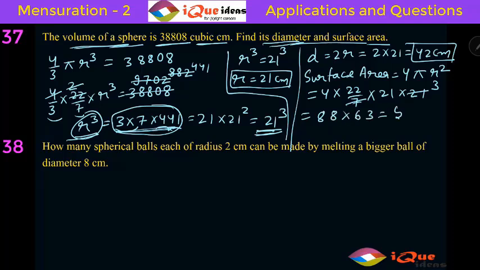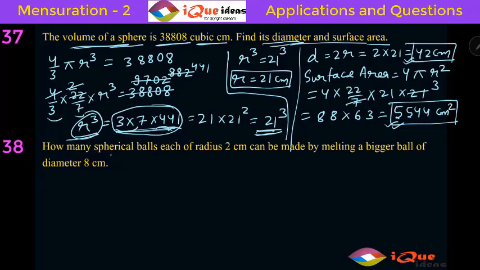Which is equal to 5544. And it is area, so it will be centimeter square. Right. So the diameter is 42 centimeter, and the surface area is 5544 centimeter square. Alright.